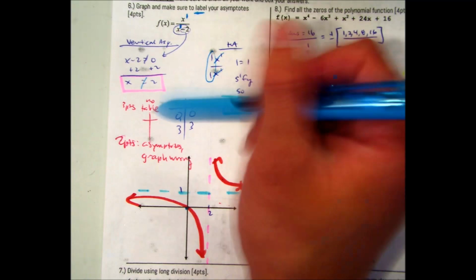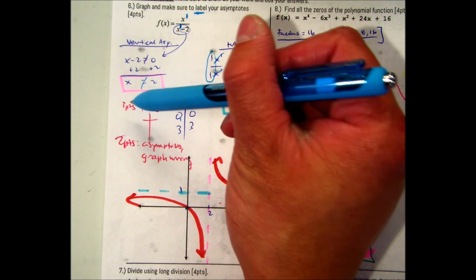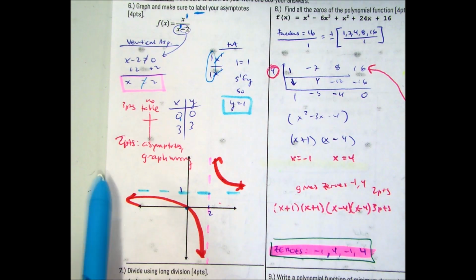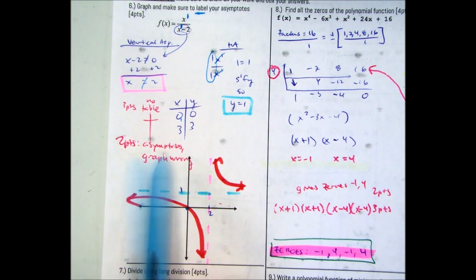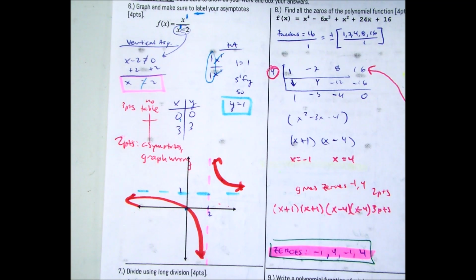Okay, so you were graded 3 points if you didn't have a table. You need to kind of prove to me where the graph's coming from. You got 2 points if you got one of the asymptotes correct, but your graph was wrong. That was out of 4 points. Question number 7.